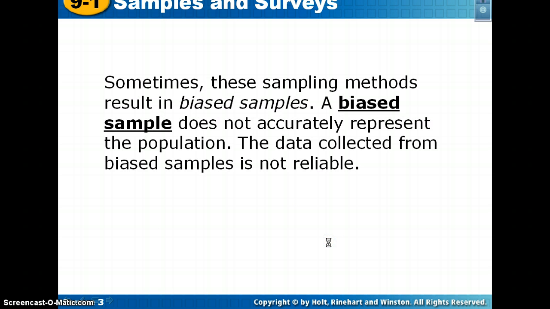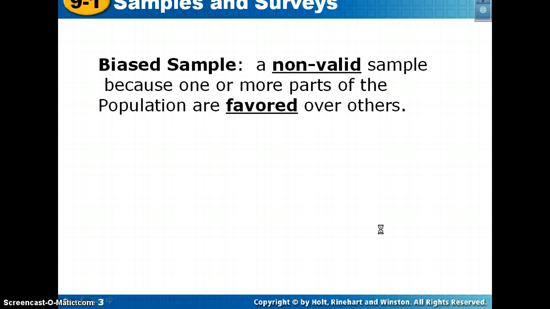Sometimes these sampling methods result in biased samples. A biased sample does not accurately represent a population. The data collected from biased samples is not reliable. Okay, fill in the blank in your notes on this one. Biased sample, a non-valid sample because one or more parts of the population are favored over others. It's not a valid sample because certain members of the population are favored over others.